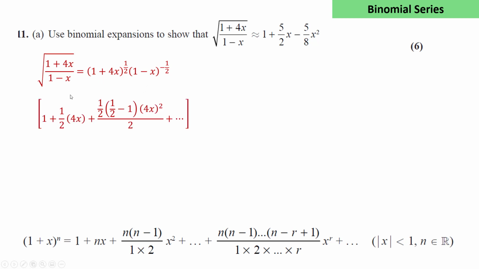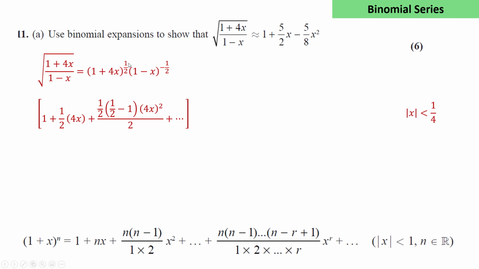Looking at the first term, (1 + 4x)^(1/2). The power is a half, so n is a half. The x that we're using is 4x. So we have 1 plus a half times 4x plus a half times (a half minus 1) over 2, times (4x) all squared, plus terms in x cubed and above. This will be valid when the absolute value of 4x is less than 1. That is, when the absolute value of x is less than a quarter.